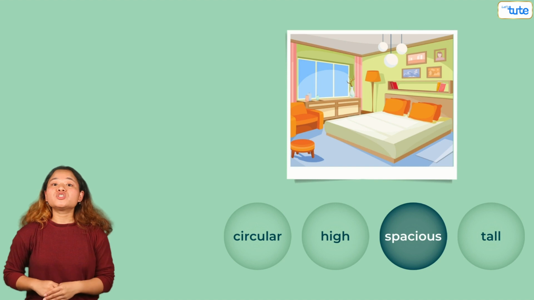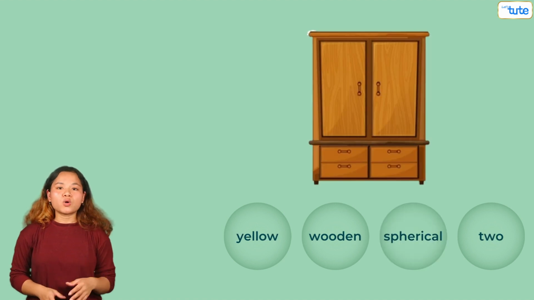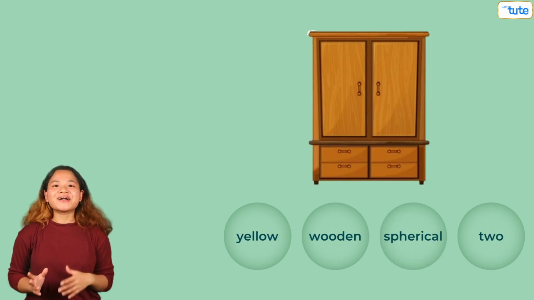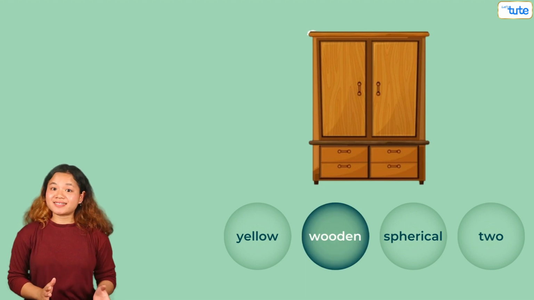Now, let's move on to the next one. Yellow, wooden, spherical, tall. Great! Wooden suits it the best.